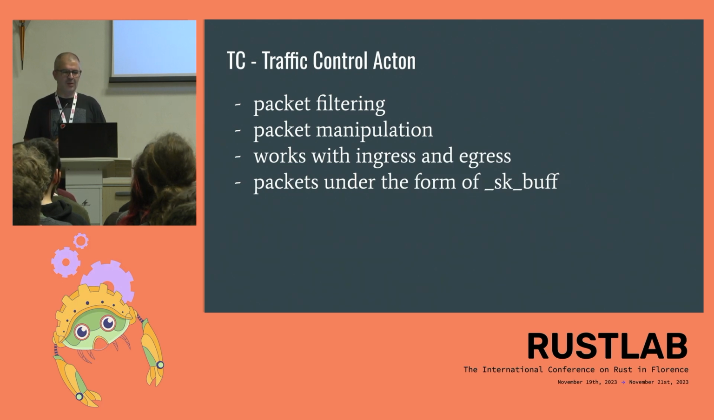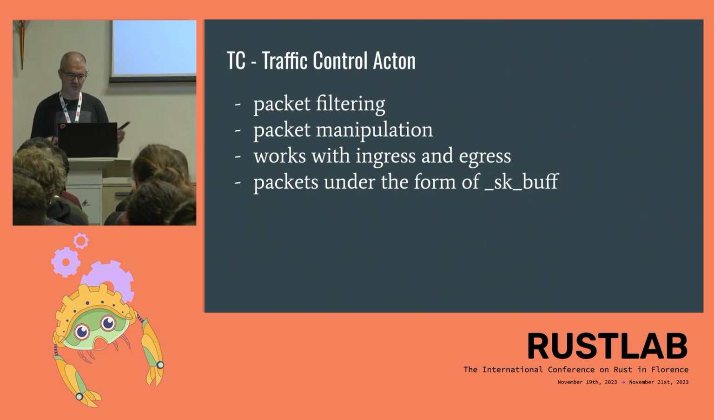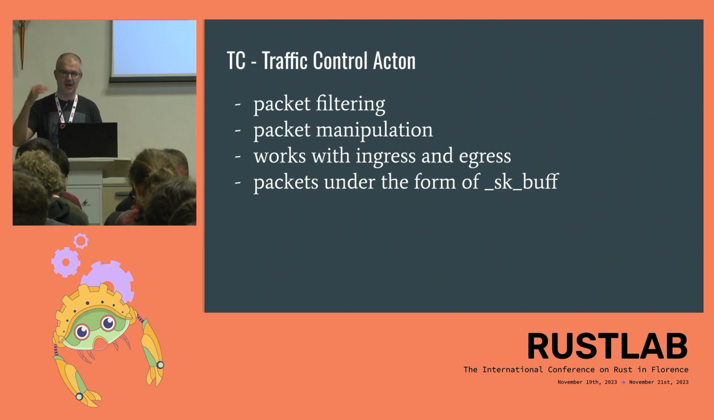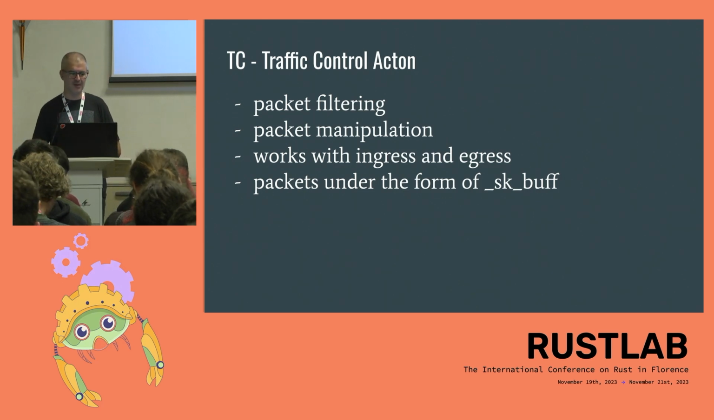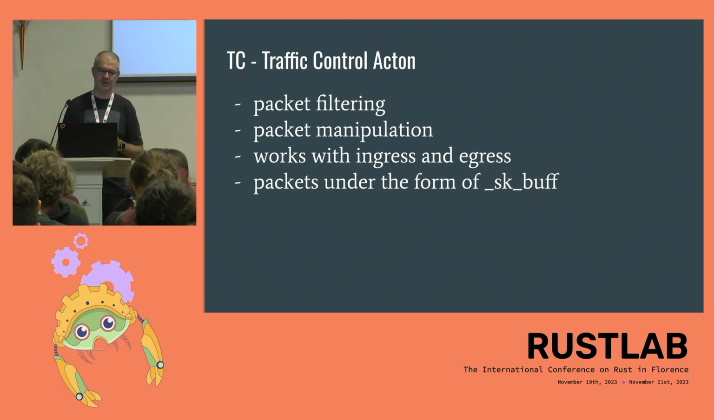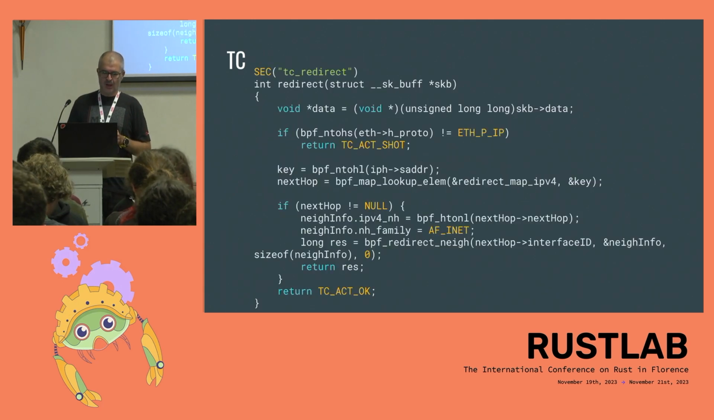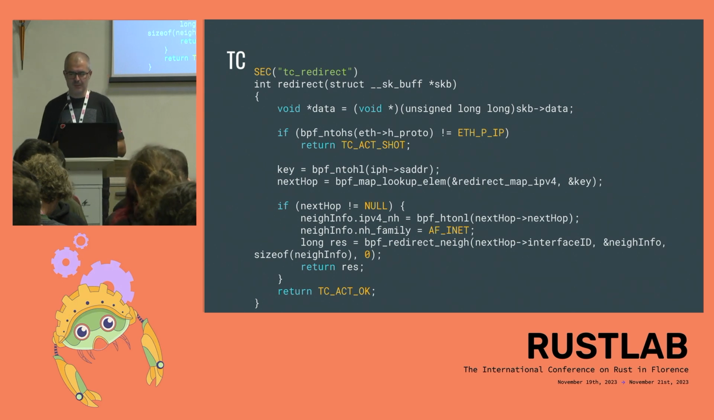TC is another way to manipulate packets. TC, traffic control, was meant to do traffic shaping and so on, but it's also used for attaching eBPF programs to the kernel. It allows us to do more or less the same stuff, but it's a bit higher in the kernel. The packet is already in the kernel memory. We have this nice socket buffer form of the packet, and contrarily to XDP, it works for ingress and egress as well. And this is yet another example.